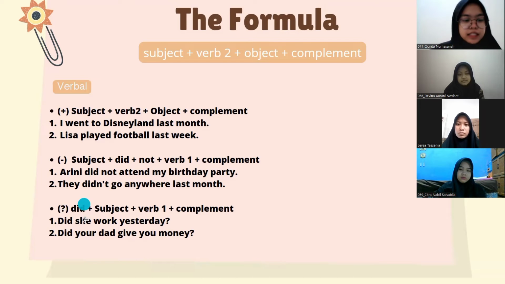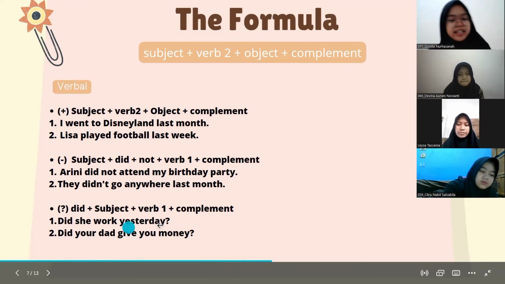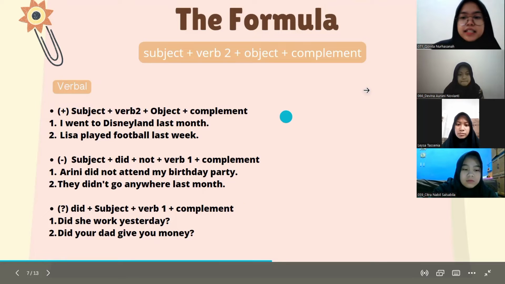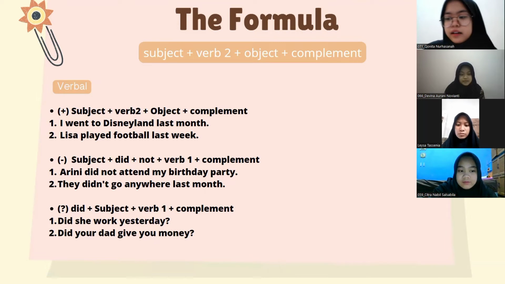In the beginning of the sentence, and then followed by subject, and then followed by verb 1, and then followed by complement. So let's take a look at the example. Did she work yesterday? Did as a to be, and then she as a subject, and then work as a verb 1, and then yesterday as a complement. Is it clear? Does anyone have a question?